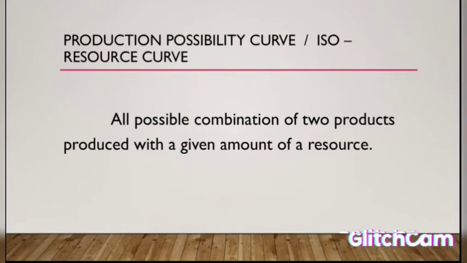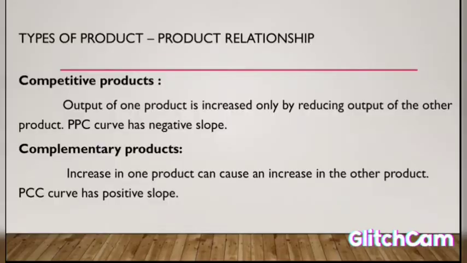ISO resource curve or production possibility curve. This curve represents all possible combinations of two products that can be produced with a given amount of inputs. The production possibility curve is also known as transformation curve, isofactor curve, and opportunity curve. The shape of the production possibility curve depends upon the type of product relationship involved. It is concave to the origin.